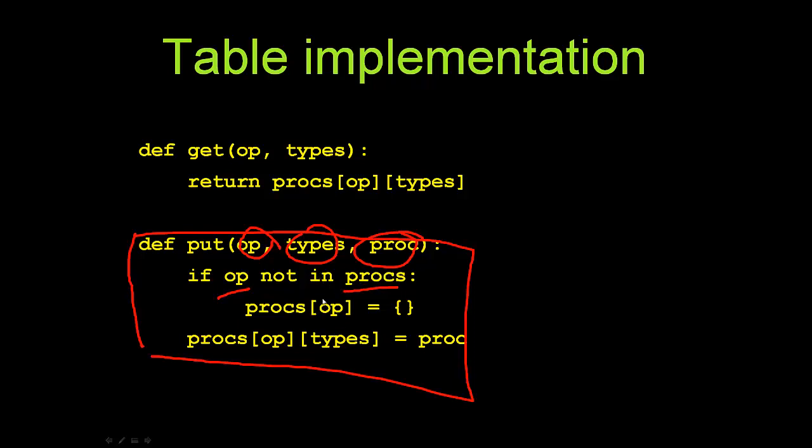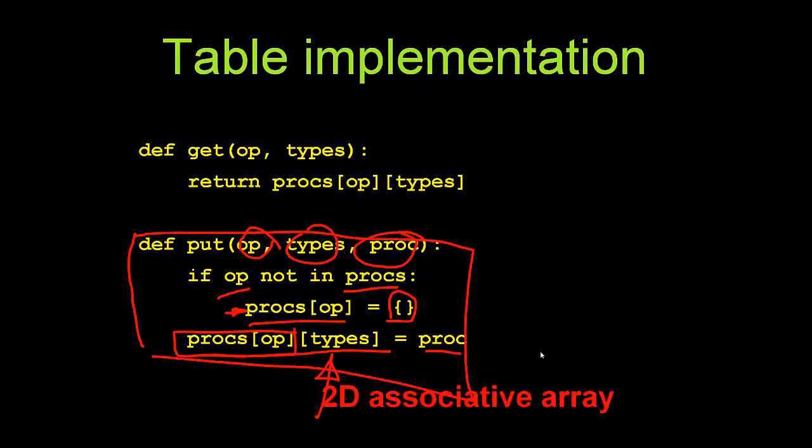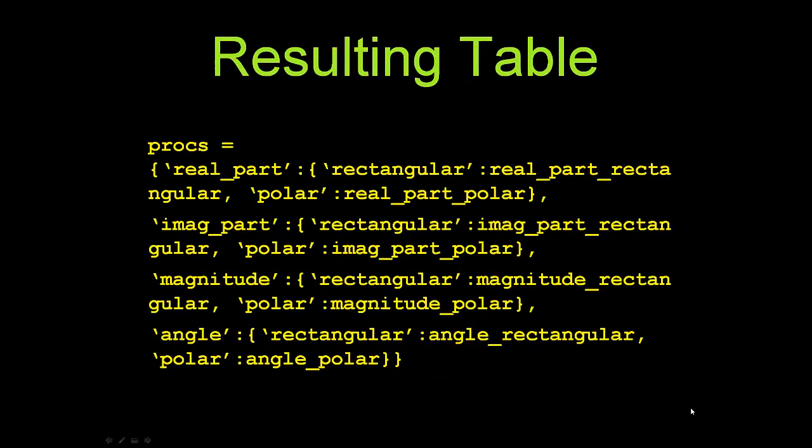Now, if it's not inside, then we create a new dictionary for op. Okay, it's empty. Okay, and what we do now is that this thing is now created, right? So we will just basically add prop, okay, to the props[op] dictionary using type as a key. Okay, so this is what we also call a 2D array. All right, now let's take a look at what the table looks like.